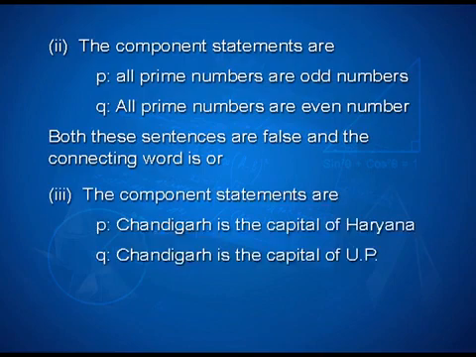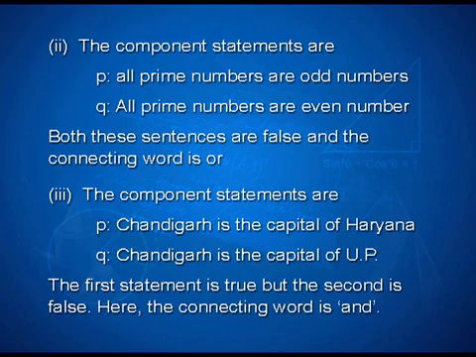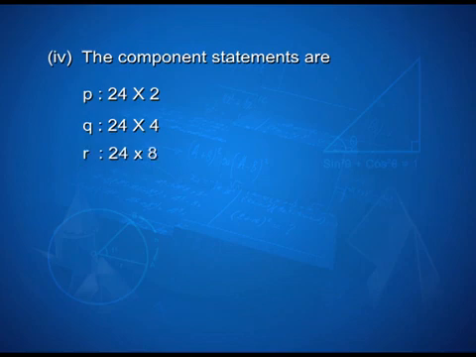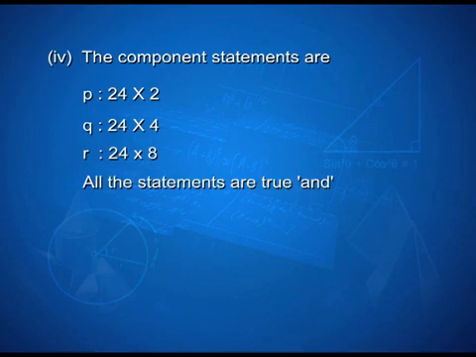Third, the component statements are P: Chandigarh is the capital of Haryana, Q: Chandigarh is the capital of Uttar Pradesh. The first statement is true, but the second is false. Here, the connecting word is and. Fourth, the component statements are P: 24 is a multiple of 2, Q: 24 is a multiple of 4, R: 24 is a multiple of 8. All these statements are true. Here, the connecting word is and.